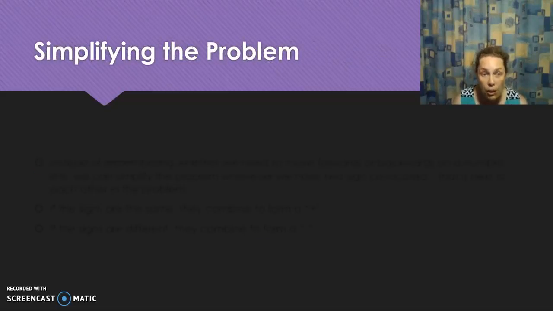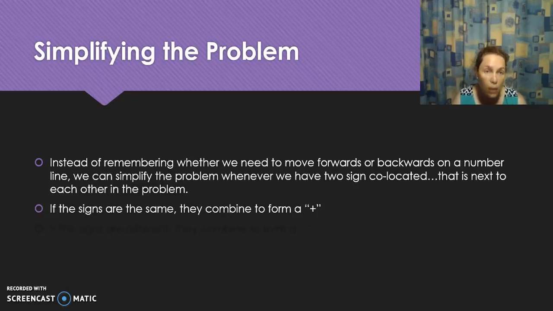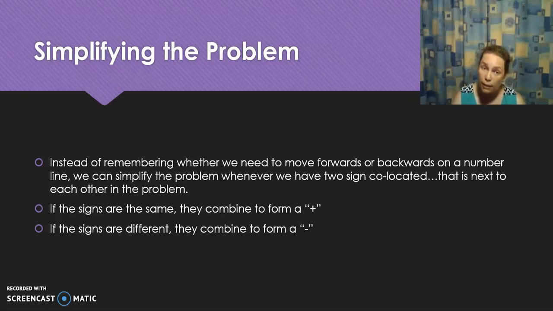Now you'll be pleased to know that we can simplify the problem, so you don't have to worry about which way do I turn and do I go forward or backwards. So instead of remembering this on a number line, we can simplify the problem whenever we have two signs co-located, and that is next to each other in the problem. If the signs are the same, either two negatives or two positives, they combine to form a positive. And if the signs are different, they combine to form a negative.